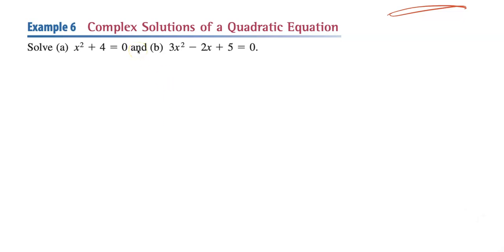How do you solve these? How do you solve it with complex roots? Well, honestly, kind of the normal way. So let's solve this one. x squared plus 4 equals 0. Now solve it. Get the x squared by itself. Subtract 4 from both sides.